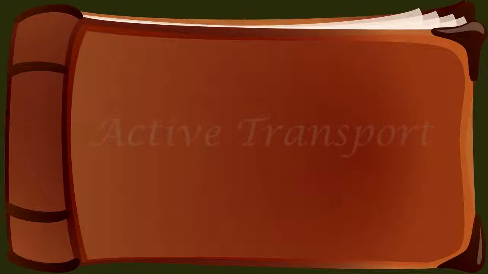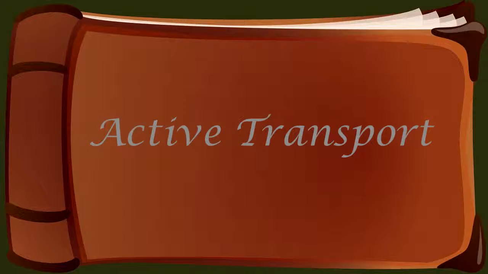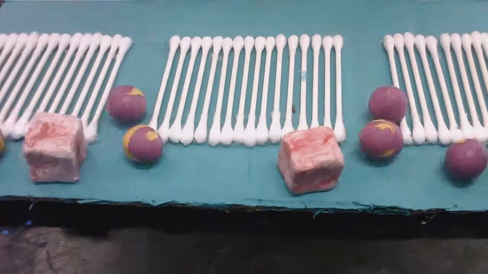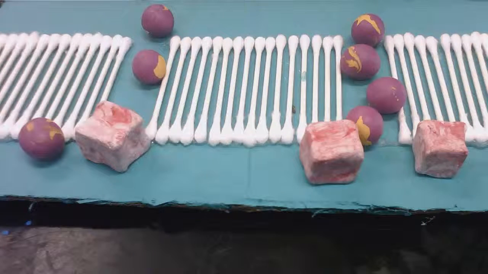Here we will show active transport. Some examples of active transport are endocytosis and exocytosis. As you can see here, these proteins are moving through the cell membrane using the energy, which is represented by the yellow clay. Only some proteins will be allowed to pass through the cell membrane.